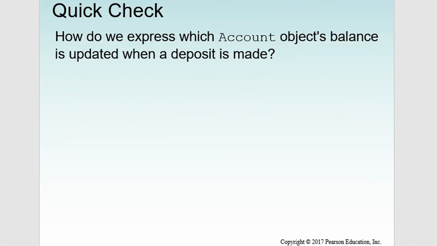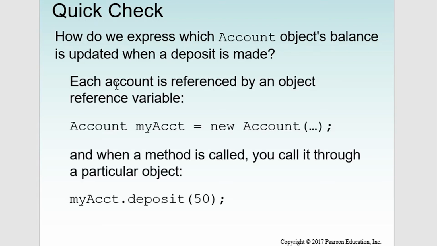Quick check. How do we express which account object's balance is updated when a deposit is made? You invoke the method through the object reference variable of the account you want to update. And their answer is each account is referenced by the object reference variable. So here you have the declaration and instantiation of account. And when the method is called, you call it through the particular object. So if you want to deposit on the object by account, then you need to use that object reference variable to invoke that method.